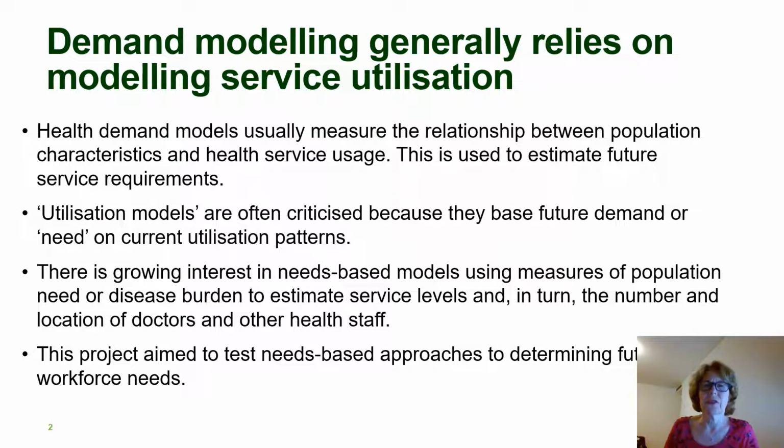When health service planners are modelling the current and future demand for healthcare services, they often estimate the current relationship between population characteristics such as age, sex, socioeconomic status, and health service usage. However, these utilisation-based models have been criticised because they can embed current patterns of provision and usage into the future. If there are inequities in service use, then these can be perpetuated unless some account is taken of the variation in supply of services.